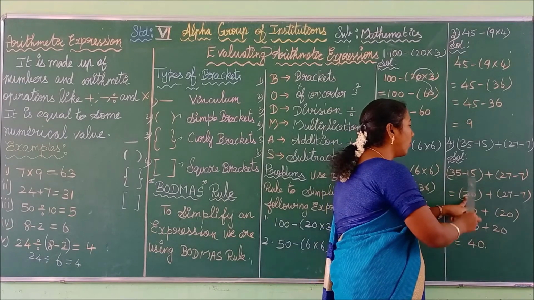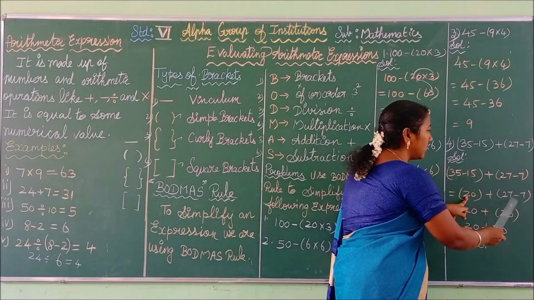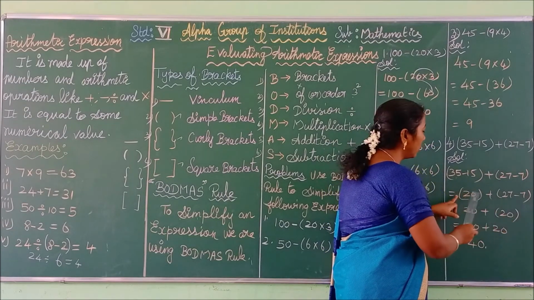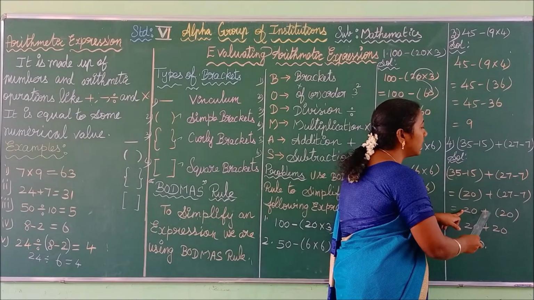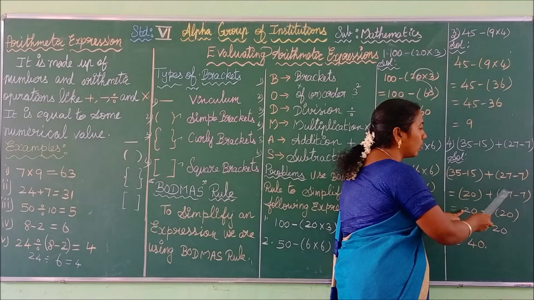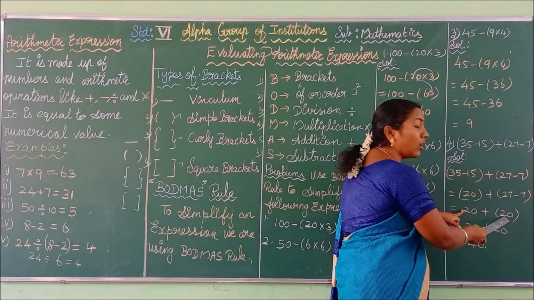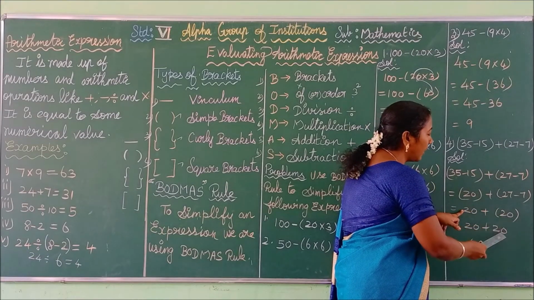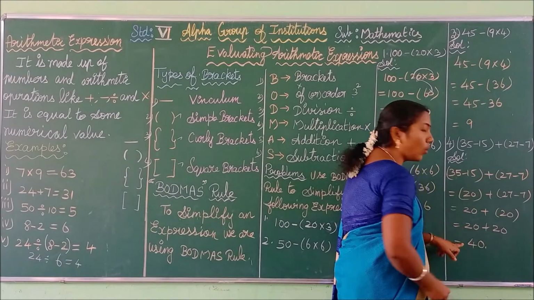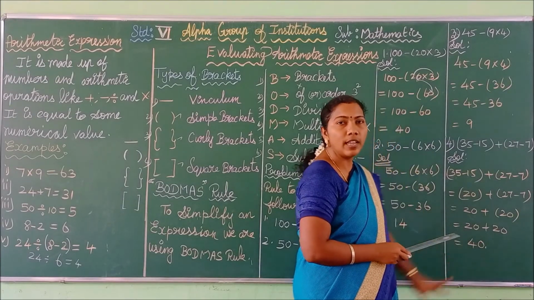20. So you write the answer 20 plus, and write as it is (27 minus 7). Okay, remove the bracket: 20 plus. Now you have to evaluate the second bracket. 27 minus 7, what is your answer? 20. Now remove the bracket and write the number. So 20 plus 20, what is your answer? 40. It's clear, children?